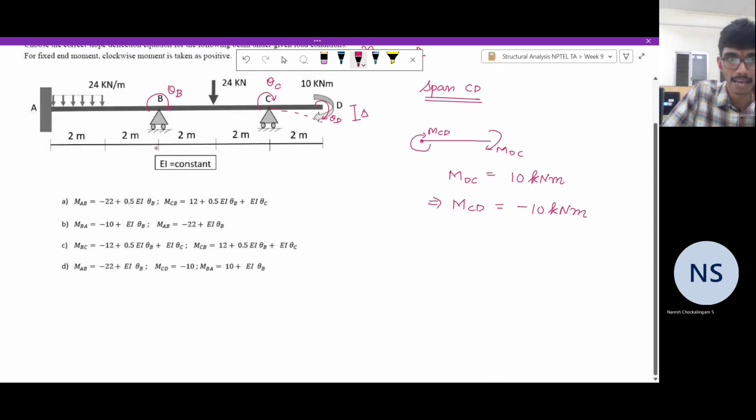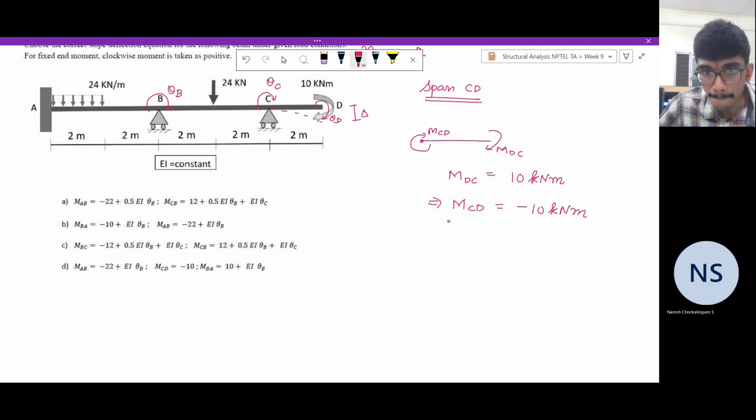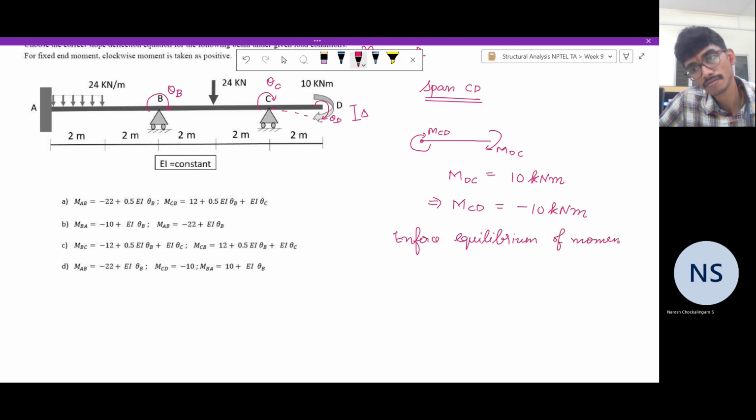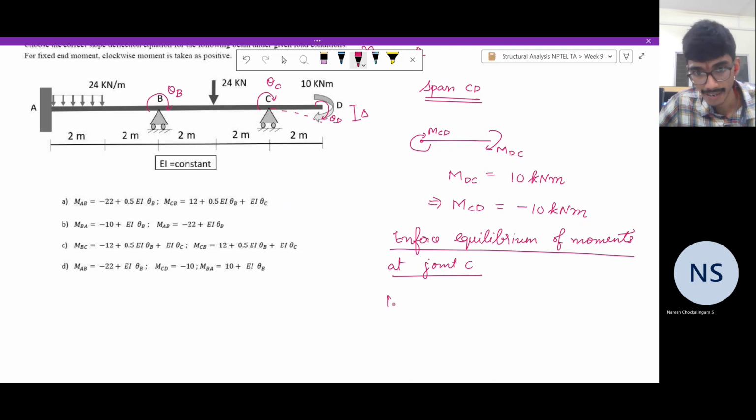So when it comes to the other spans A, B, and C, you can replace MCD by minus 10 kilonewton meter. Not only that, now enforce equilibrium of moments at joint C. What do you get? MCB plus MCD is equal to 0, which means MCB is equal to 10 kilonewton meter. So this is one condition.